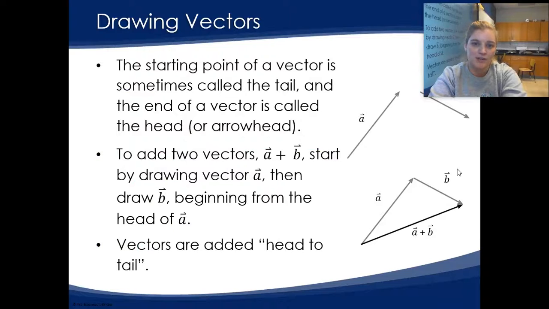So the starting point of a vector is called the tail, and then you have the arrow, which is the point that keeps telling you which direction you're going. And to add two vectors, so to add vector A with vector B, you're going to draw out A first, and then where that arrowhead ends, you're going to draw vector B attached to it. So you can see it right here, vector A, and then where it ends at the point, you start drawing vector B. And then the connecting line would be your resultant vector A plus B, and this is called the head to tail method.